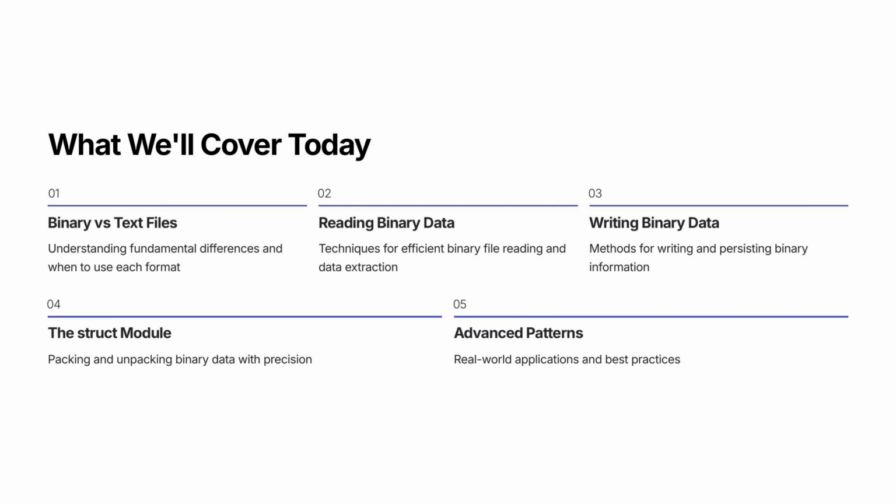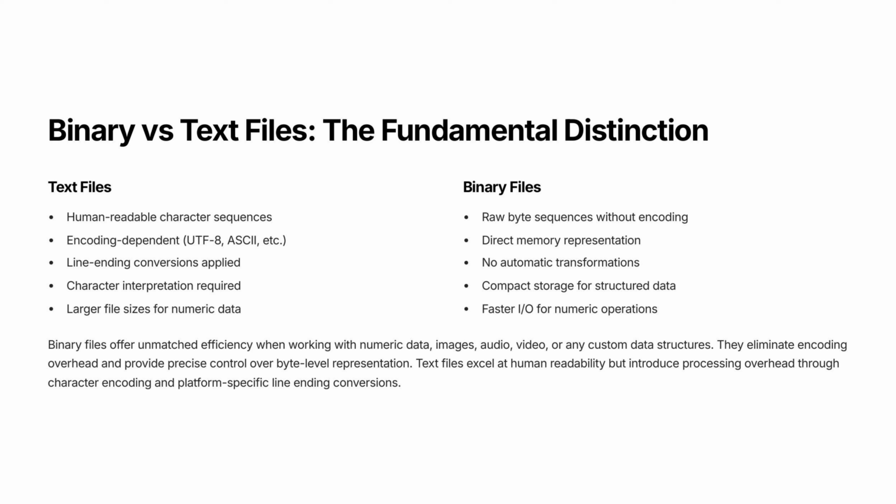Utilize struct for unpacking data into Python objects, ensuring precise data extraction. This approach minimizes overhead, offering speed and accuracy, especially crucial for handling large data sets or complex data structures. Binary files store raw byte sequences, offering direct memory representation and compact storage, ideal for numeric data and media. They ensure faster input, output, and precise byte control.